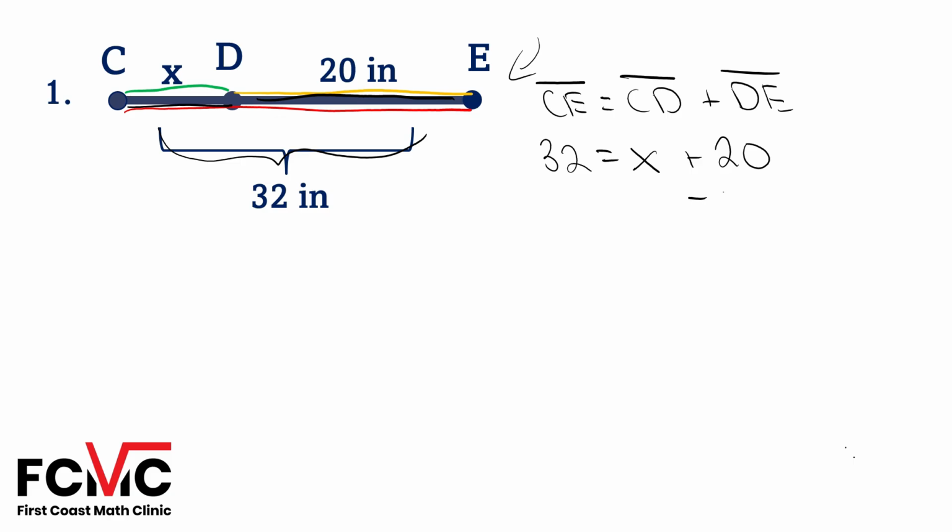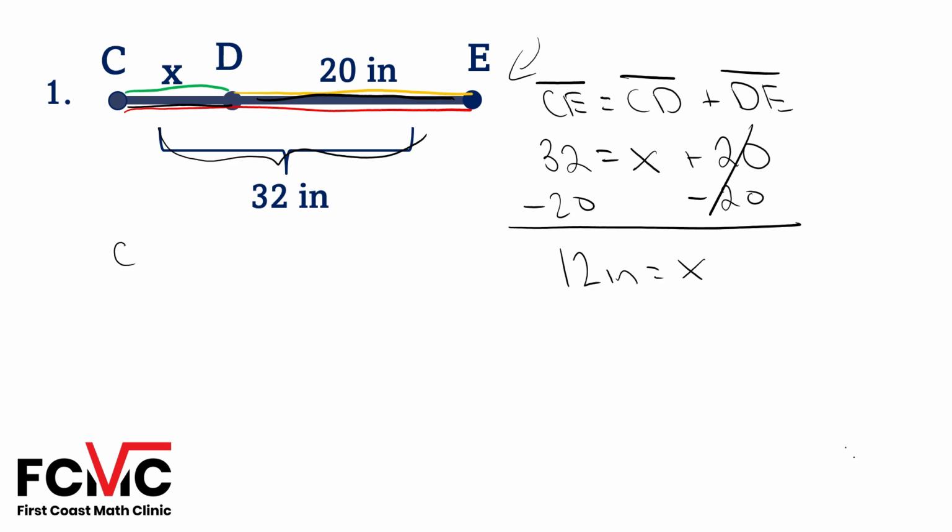We can solve for X by subtracting 20, and we get 12, and our units are inches. So 12 inches equals X. So our length for CD is 12 inches. So we get 12 right here. And if we want to check that, we know 12 plus 20 equals 32. All right, let's do another example with the segment addition postulate.